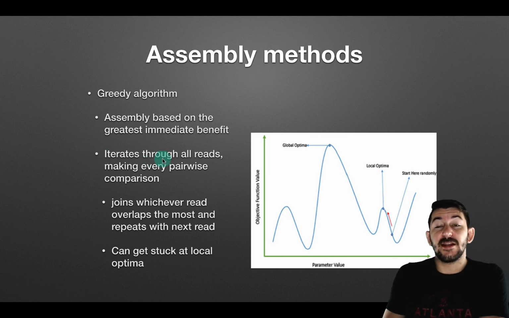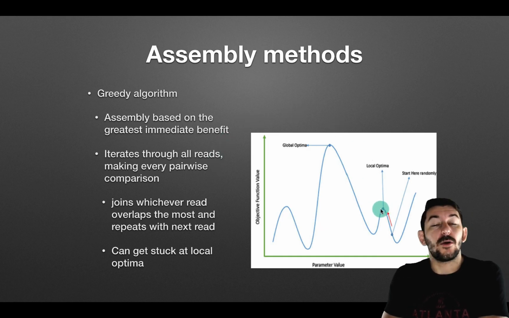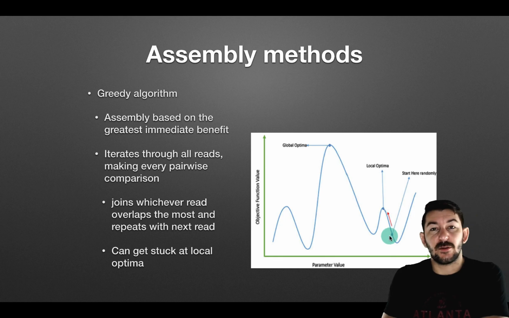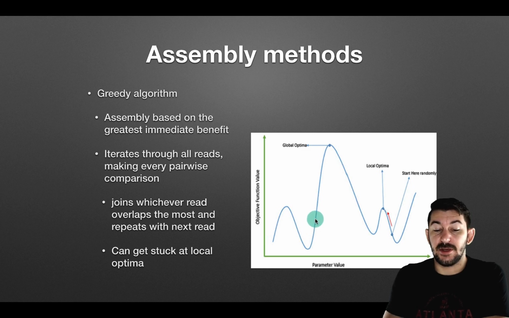Now this will work for getting some decent sized chunks of assembly, but you run into this issue of local optima. And so this is prevalent with all greedy algorithms, where you're always going to start at some random point relative to where you actually want to go. And so it could be here, it could be here, it could be here.